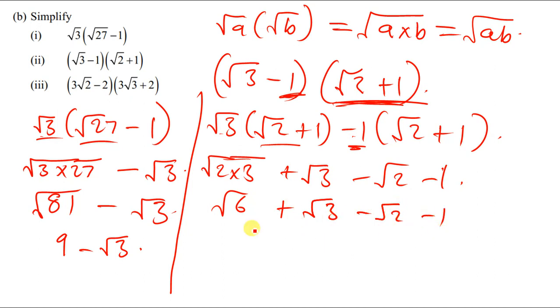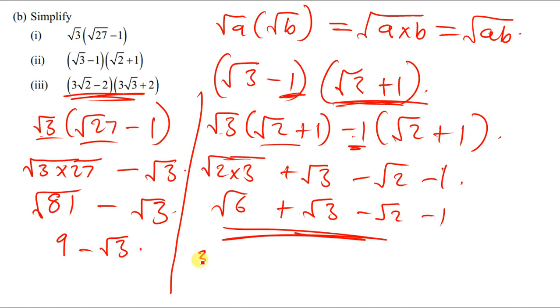So for this one we can't simplify it further. This is the best you can simplify it. Alright, so let's also do this question. It's also simple and straightforward. How can we simplify these surds? So I'll start it down here.